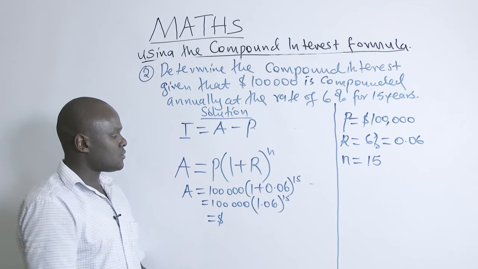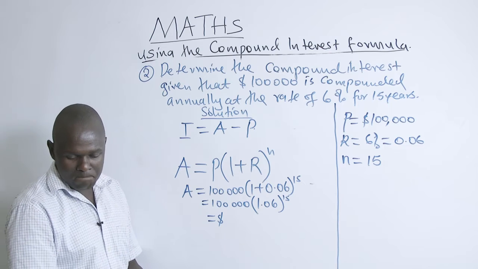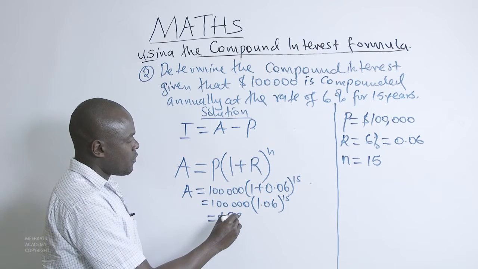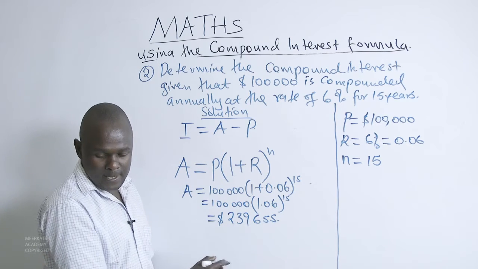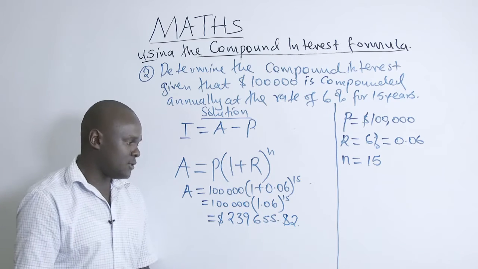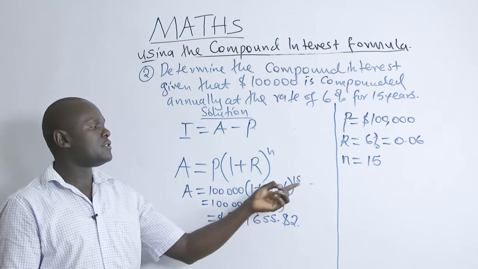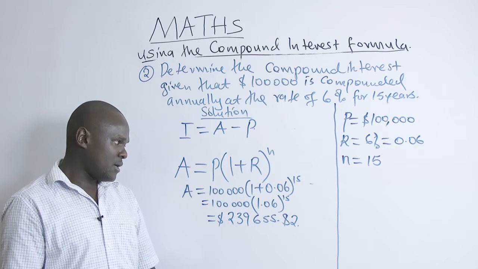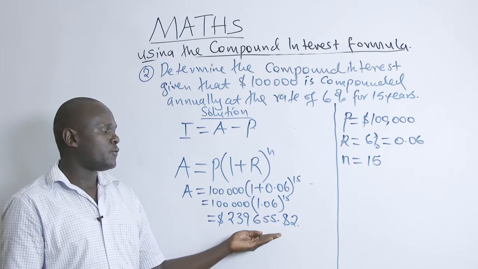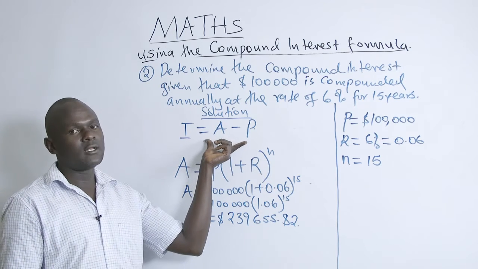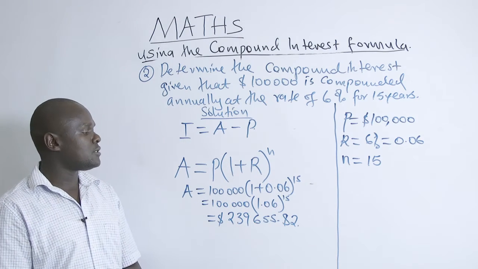And if you carried this out using your calculator, you will get the amount as 239,655.82. This will be the total amount at the end of the period, and our period is 15 years. At the end of the 15th year, we will have this amount in the account. So from here, once we have the amount, we can go back and calculate the compound interest from this first formula of the relationship between the amount and the principal.